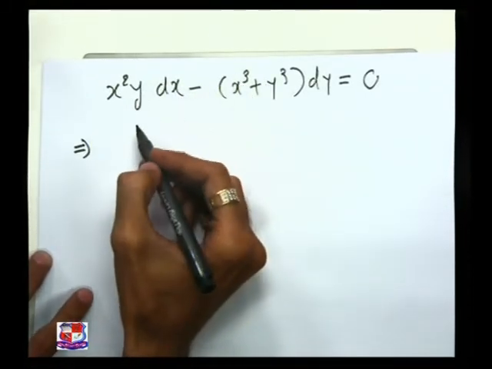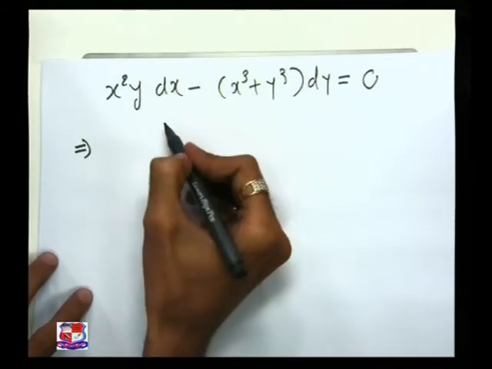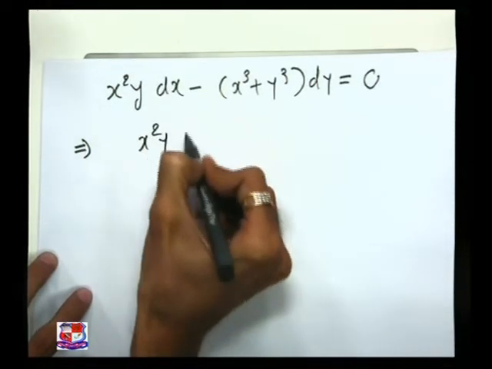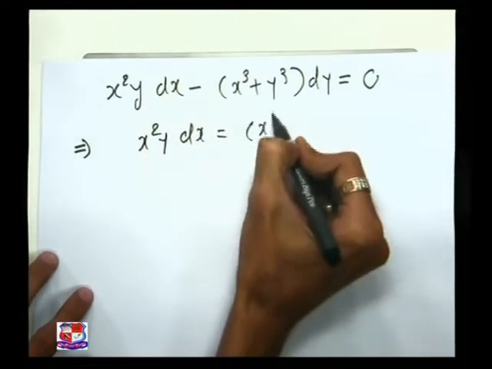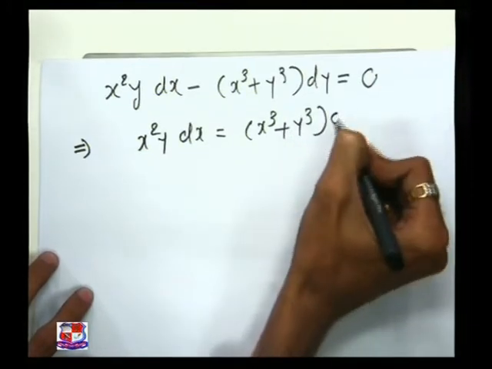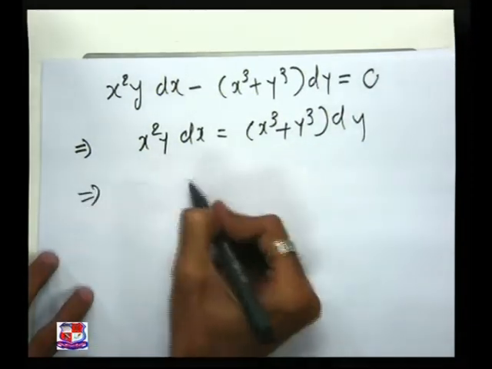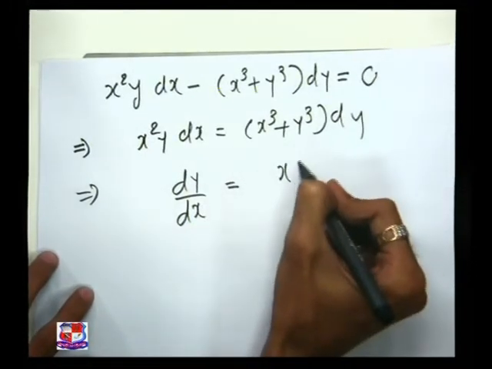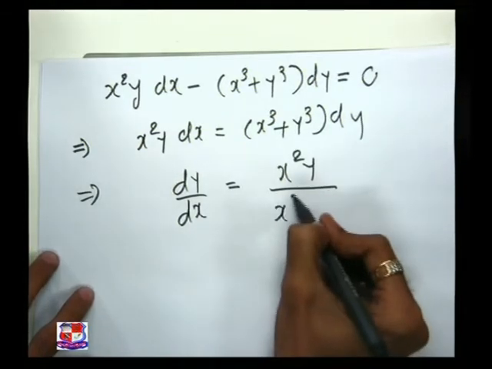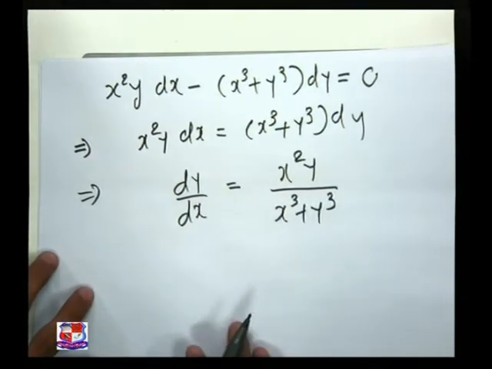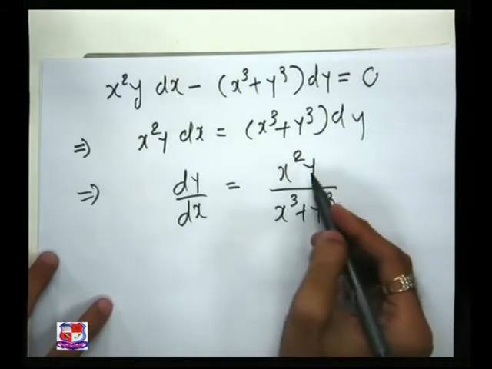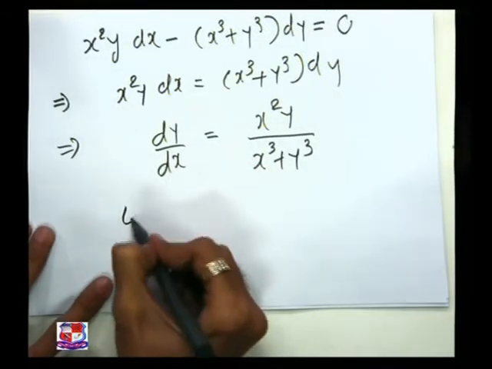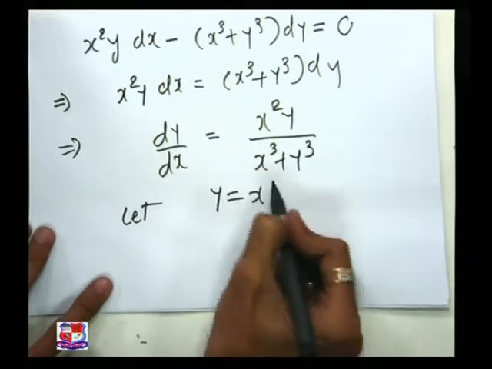So now I will convert it into the general form of the homogeneous differential equation. So we will get x square y into dx is equal to x cube plus y cube into dy. So I will get dy by dx is equal to x square y upon x cube plus y cube. Now this is the homogeneous differential equation of degree 3. So for the solution, let y is equal to xt.